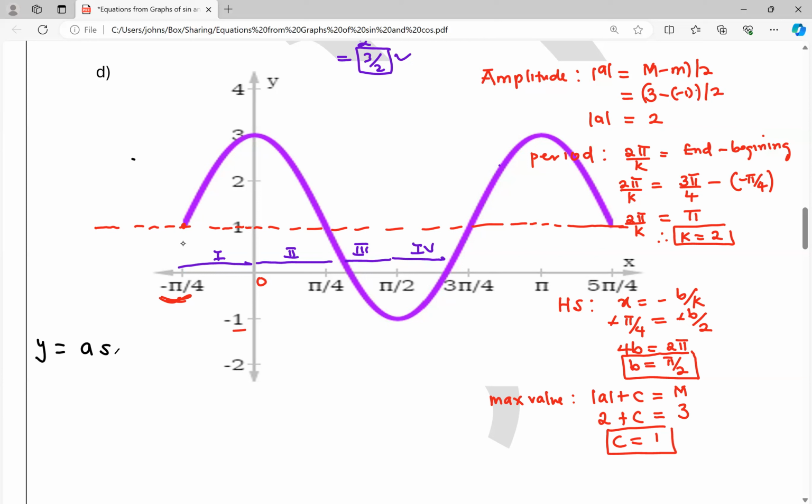So a sine of kx plus b, plus c. And then we just substitute. And here you can see there is no reflection because you are starting from the baseline. So a will still be just 2. Then what is k? K is also 2. So we have 2x plus b, where b is pi over 2. And finally, c is 1. So this is the equation, right?